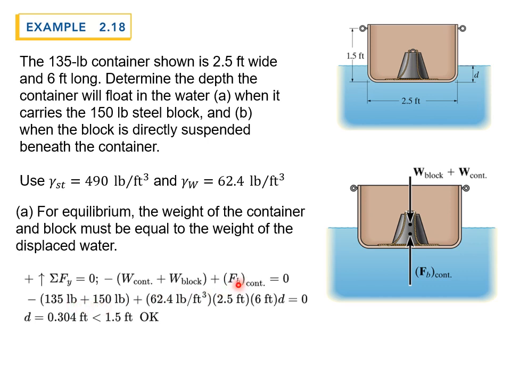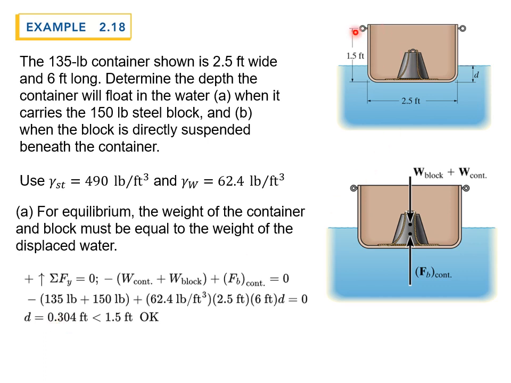Remember, the buoyant force is going to be equal to the weight of the volume of the water displaced. And so here, it's going to be the density of water times 2.5 feet times D times 6 feet, because it's 6 feet into the board. So 2.5 feet times 6 feet times D, that's the volume of water that's displaced by the container, and then you multiply by the density of water to get the weight of the water displaced. When you work this out, the only unknown here is D, so you can solve for D. It turns out it's 0.304 feet.